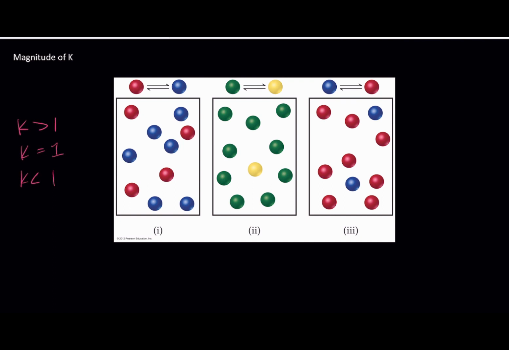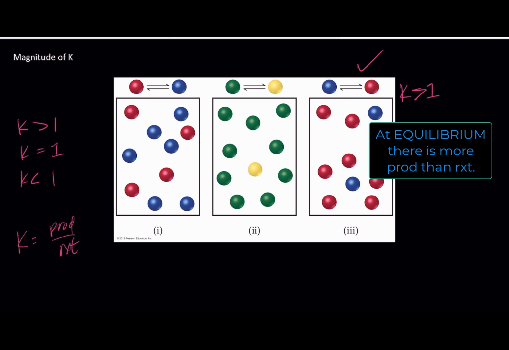on rare occasion. If K is greater than 1, bearing in mind that this is loosely the relationship between product over reactant, if K is greater than 1, that means there is more product. The reaction has a tendency to go in the forward direction and produce product, consume reactant. This would mean we have a K greater than 1, more product than reactant.